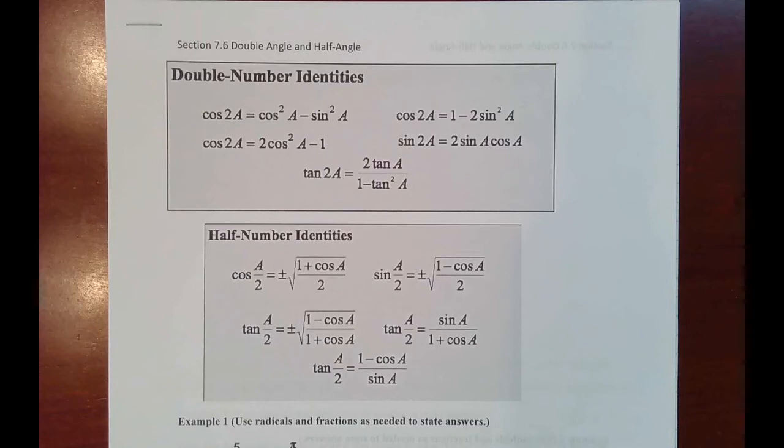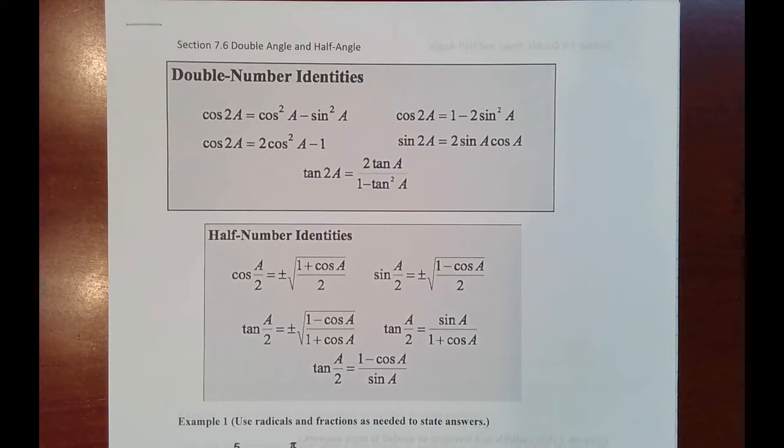Okay, this is the lecture video for MAC1114 trigonometry. We're in section 7.6 where we're going to be using double angle and half angle formulas. And these formulas, like the formulas in the previous section, are here to assist you when you are trying to find exact trig values for angles that are not either 30, 45, or 60.